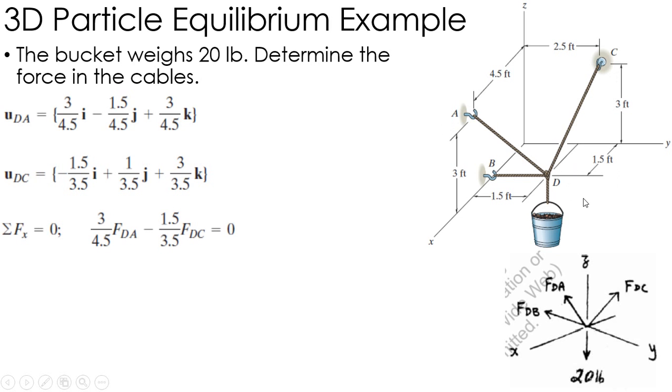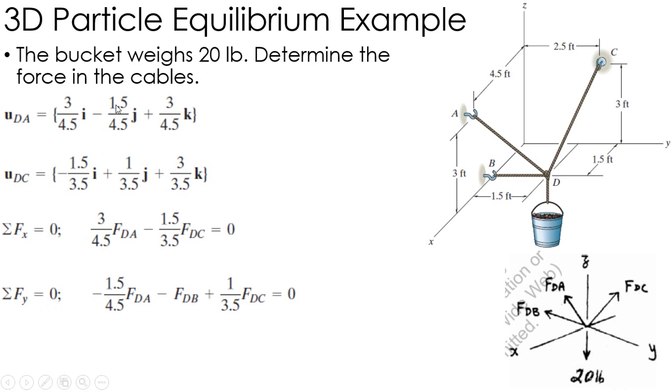So now I can write my force equations, my equilibrium equations, sum of the forces in all the directions equal 0. So in the x direction, I have 3 over 4.5 times F_DA, and then negative 1.5 over 3.5 times F_DC. Again, F_DB is all in the j direction, so that will not show up in the x equation. That will, however, show up in my y equation.